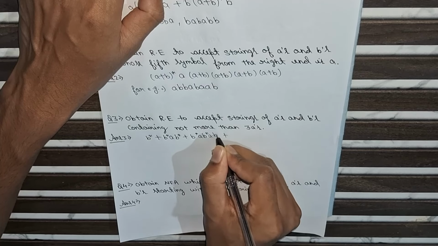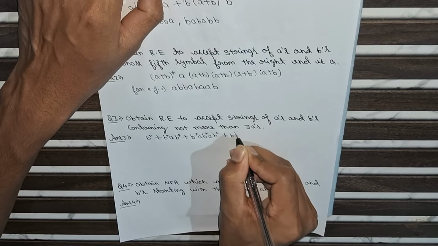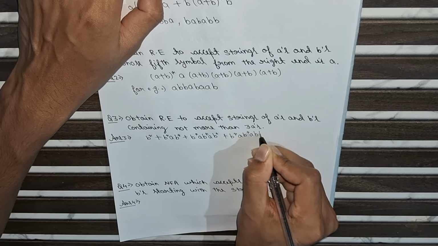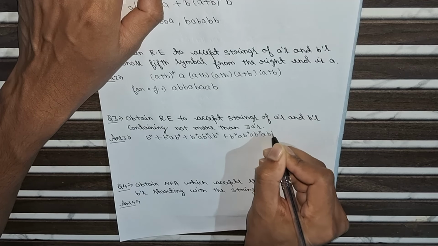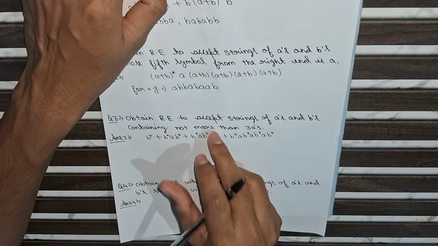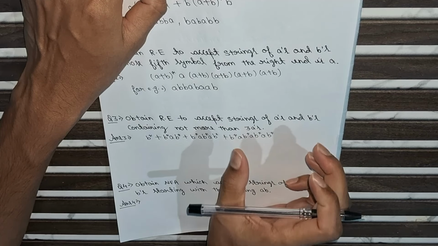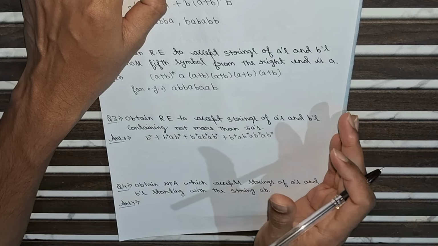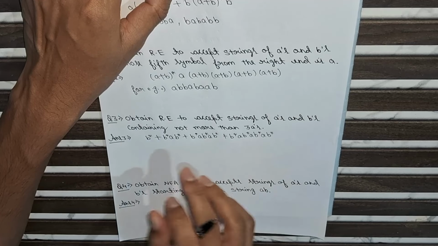Now 3 a's are also possible. But 4 a's are not, because the condition is containing not more than 3 a's. 3 a's we can write in this string, but not more than 3 a's. So like this we can do this one.